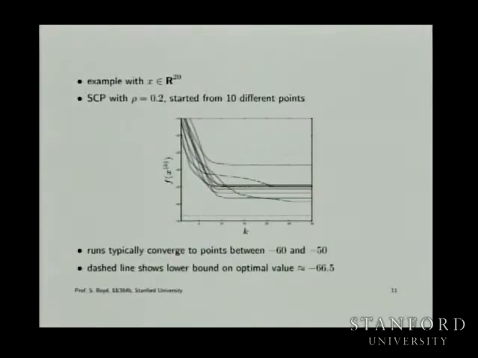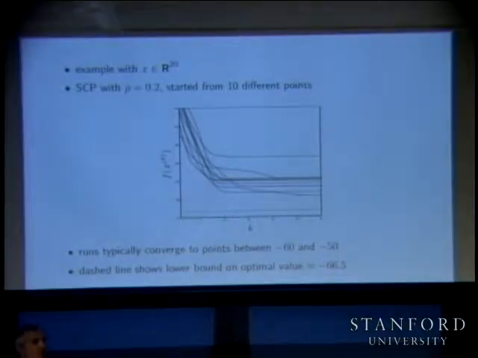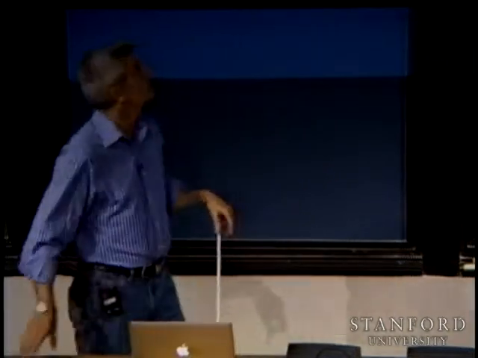Okay, so here's an example in R^20. We run SCP, sequential convex programming, with a trust region radius of 0.2. Now all the action goes down in a box of plus or minus 1. So the range of each x is from minus 1 to 1, which is a distance of 2. So this basically says that in each step, you can only travel 10% of your total range. In the worst case, it'll take you at least 10 steps just to move from one corner of the box to the other of the feasible set.